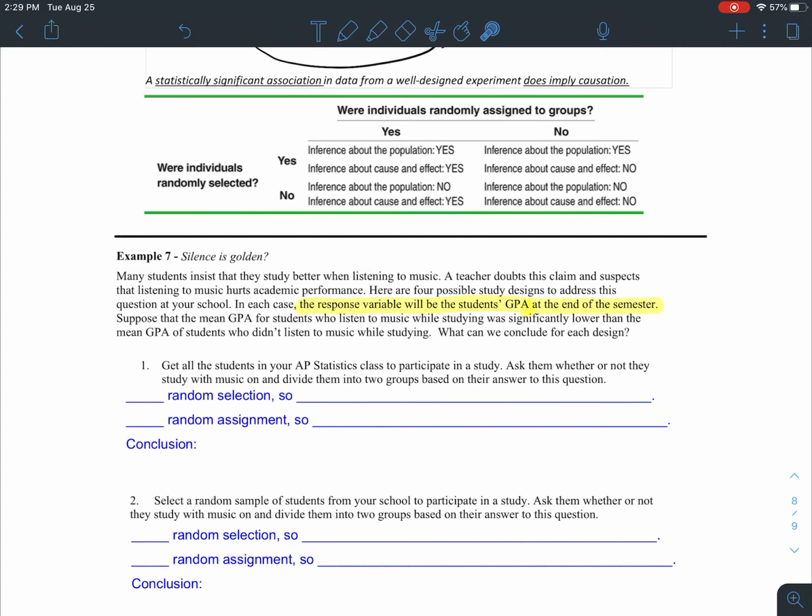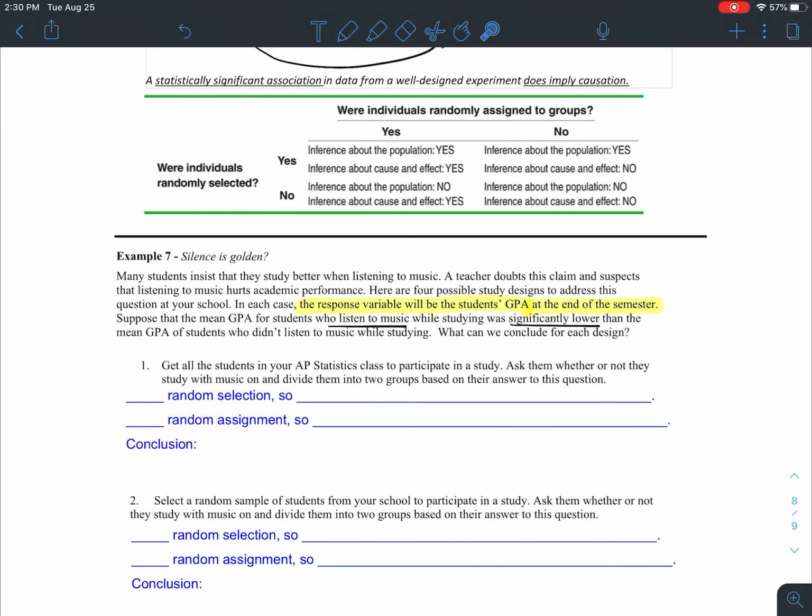Suppose that the mean GPA for students who listen to music while studying was significantly lower than the mean GPA of students who didn't listen to music while studying. So we're saying if you listen to music, you had a lower GPA, at least lower than those who didn't listen. What can we conclude for each design? So let's see how this was designed.